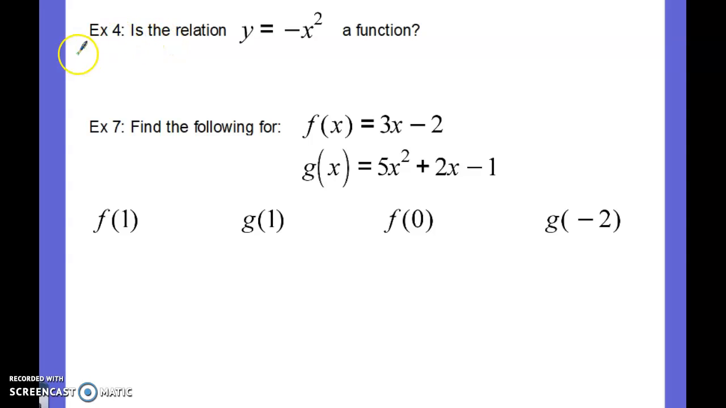Hopefully this is enough examples that I can move on. So we already looked at exercise 4. Is this a function? And the quick answer is yes. And we graphed this in the previous unit, in the previous notes, y equals negative x squared. So it looks like this. If it helps to see the graph, you could see that it is a function.